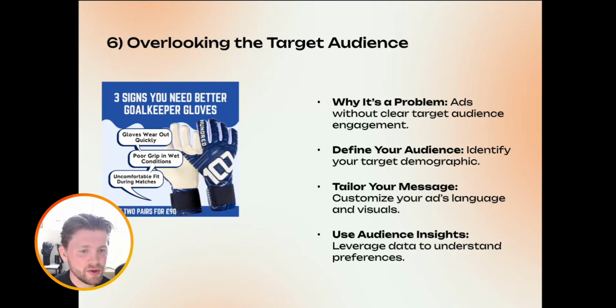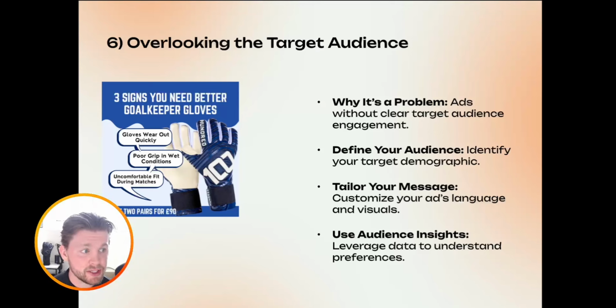Number 6 is overlooking your target audience. The easiest way you can do this is call out your audience within a title once more, and kind of dig in on the pain points that you know are affecting your audience. Like for me, as a goalkeeper glove brand, we're not going to target like a striker or a centre midfield player, are we? The messaging aligns with our pain points. So ads without clear target audience engagement is a problem.